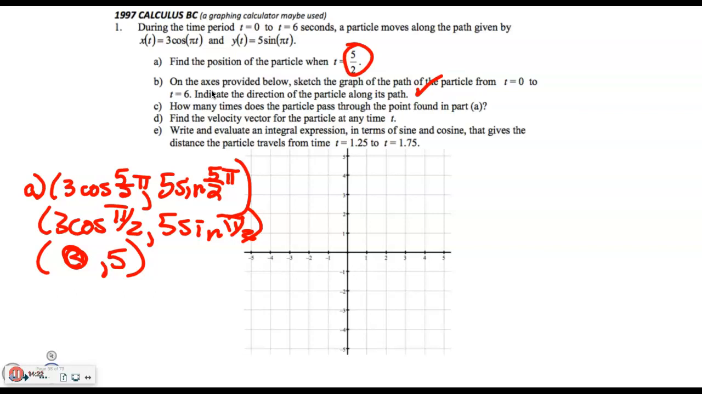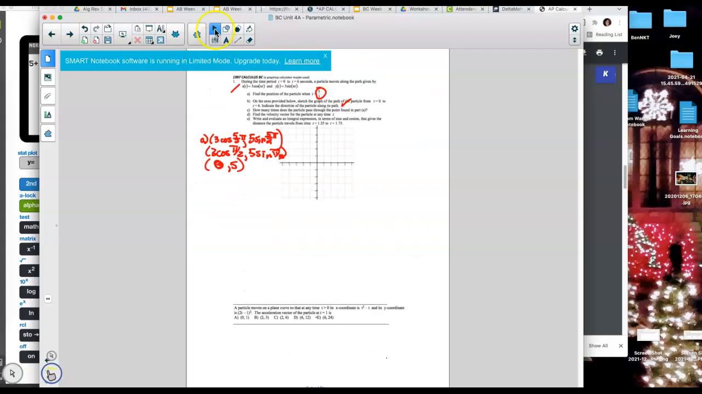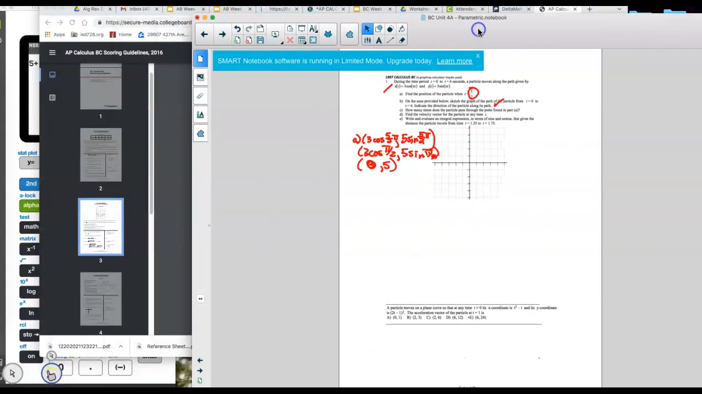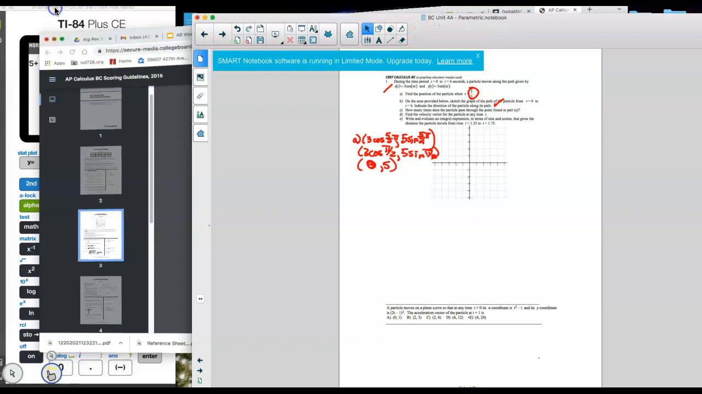So if it's calculator active and you have to graph it, go do it. What button are you going to hit? I want you to have them in. So go ahead and hit your parametric mode. Enter 3 cosine pi t, 5 sine pi t. I'm going to bring up my calculator for this one because I'm going to do this as if you had a scientific calculator for the whole thing, because it's got some good entry on it.